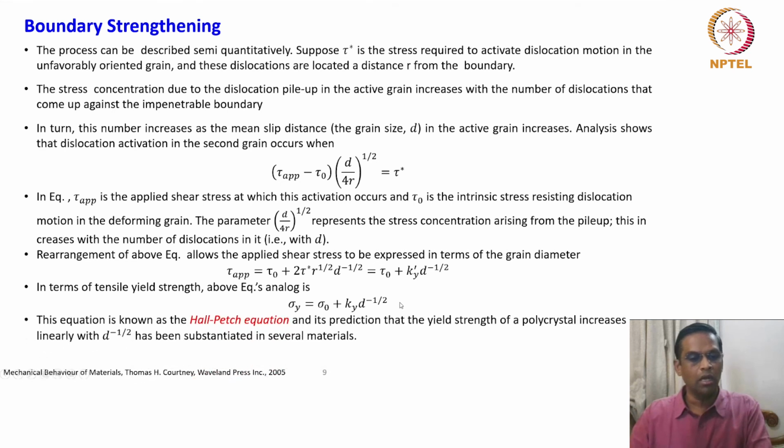This equation is quite popular. It is known as the Hall-Petch equation, and its prediction that the yield strength of a polycrystal increases linearly with d to the power minus half has been substantiated in several materials. So in the boundary strengthening mechanisms, the Hall-Petch equation clearly demonstrated that the grain size can have a profound influence on the yield strength. As the grain size decreases, yield strength will be increased. That is what this equation shows. We will come back to this equation at a much later stage.